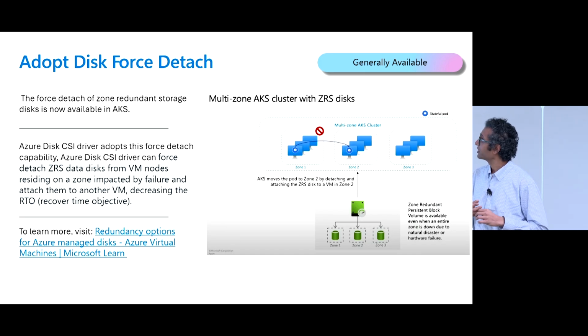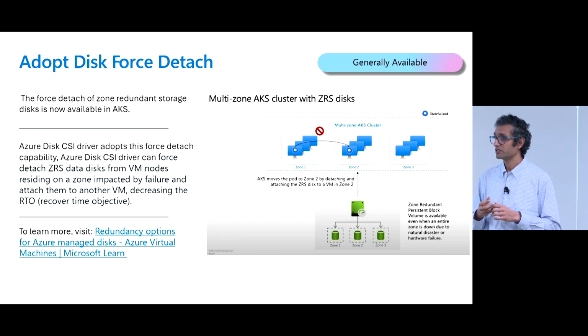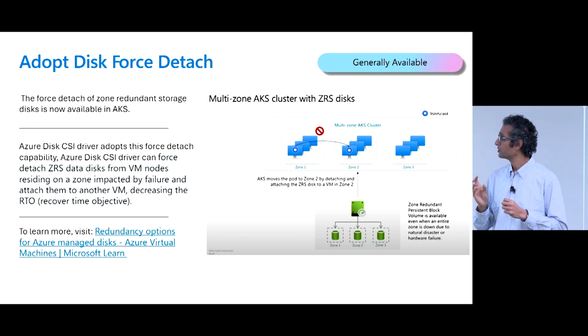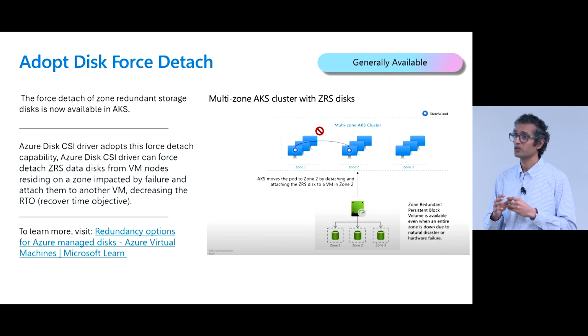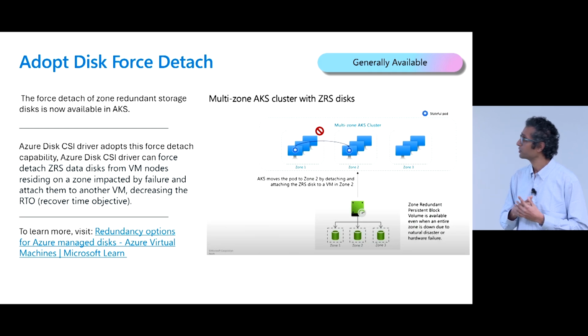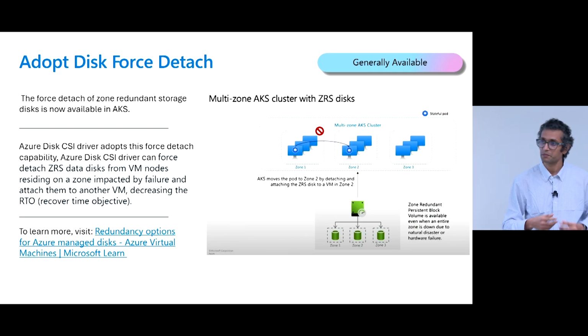And we're happy to introduce force detach of zone redundant storage, which is now available, and it is what your disk CSI driver adopts to do the force detach capability. That's quite crucial as we are talking about zonal level redundancy. You can think of ZRS disks: if a disk attached to a particular VM node is impacted by a zonal failure, it can quickly recover by moving into another zone that is available. So this disk force detach is something that you can use.